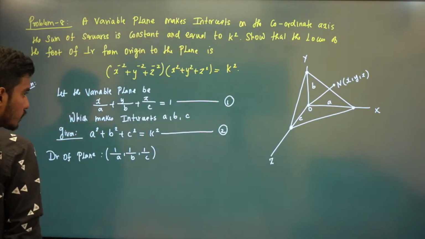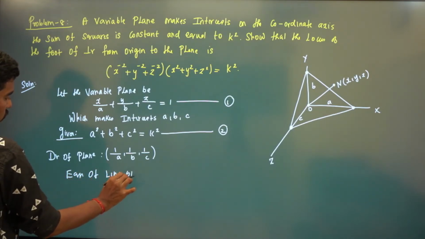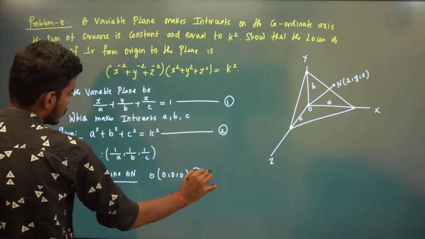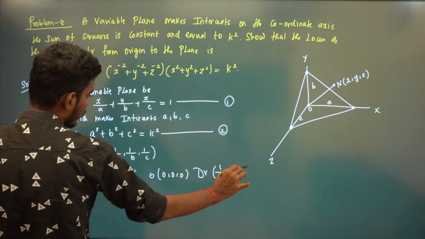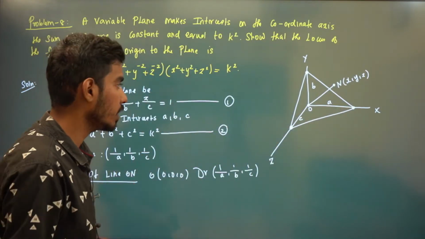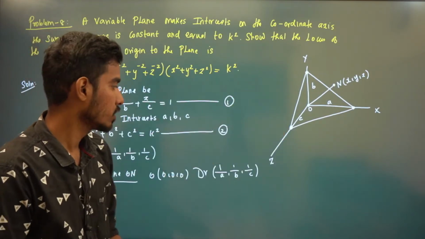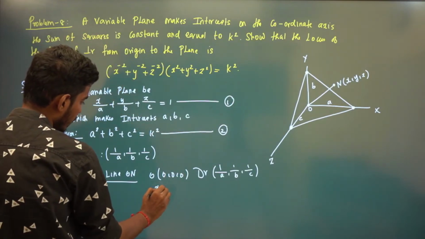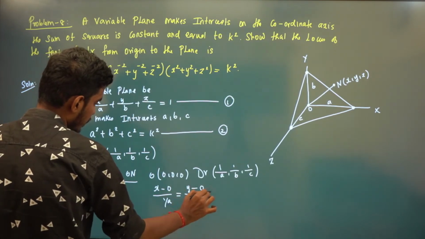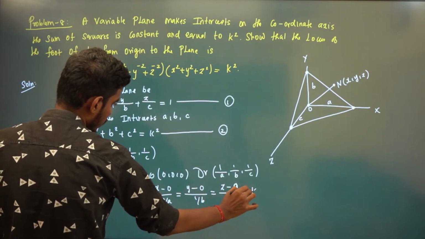Okay. Now, what is the equation of line ON? So you know one coordinate, which is origin, and the direction ratio is given by 1 by A, 1 by B, 1 by C, because this plane's normal direction ratio is 1 by A, 1 by B, 1 by C, and ON is also normal to the plane, so its direction ratio is the same as the plane. So what is the equation of this line? X minus alpha by A, Y minus beta by B, Z minus gamma by C, let us say it is equal to some K, right?